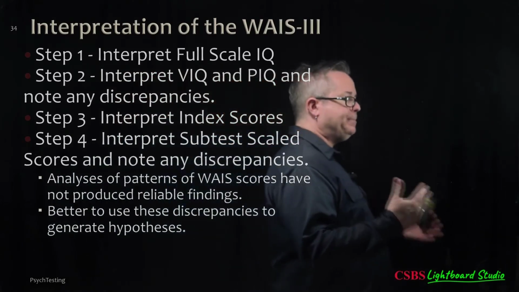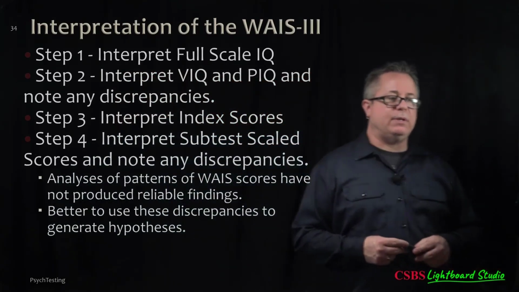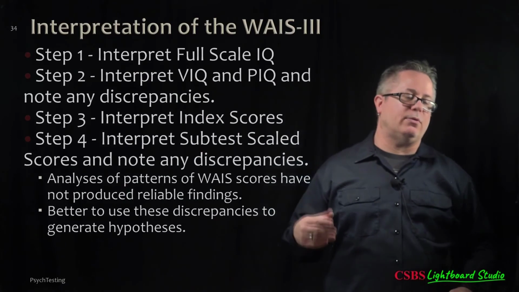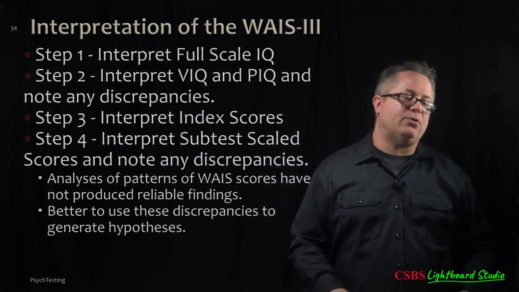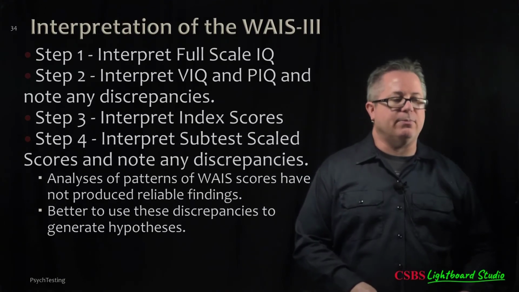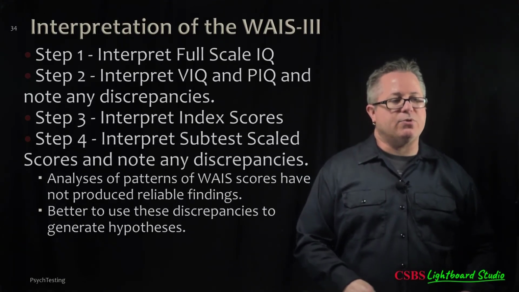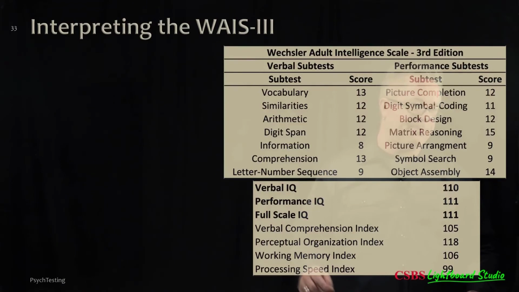So, interpreting the WAIS-III a little more. Step one is to interpret the full scale IQ. Step two is you then try to interpret the verbal IQ and performance IQs and note discrepancies. Here there's not a whole lot. Look at the full scale: it's 111. The verbal IQ is about 1 point lower, but it doesn't seem super alarming. But we look at it as a full scale IQ.